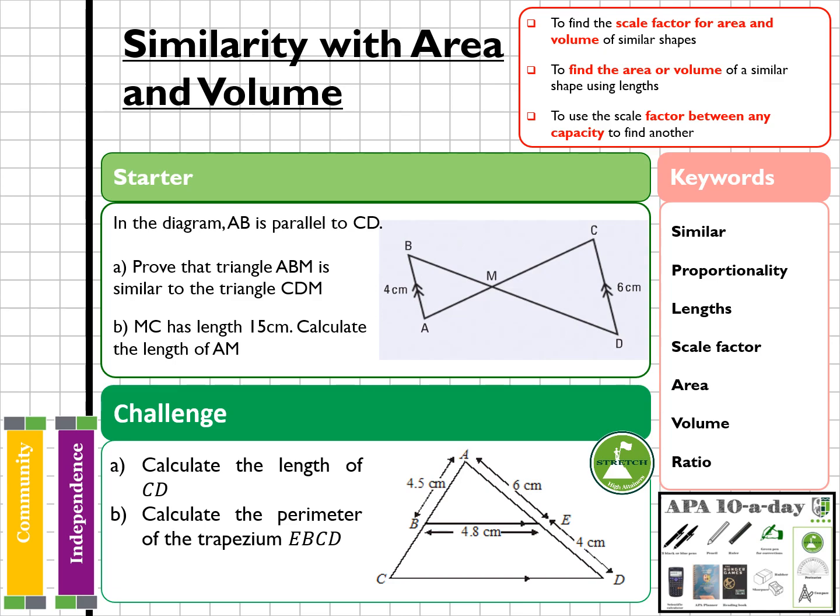To begin with, can you complete the following two questions? The first one includes a proof, so think carefully about your justification for your reasoning. In the second one, the final part of the challenge, you're looking for the perimeter of the trapezium. So think carefully about which side you need to calculate and how you'd go about that. Pause the video now to give yourself an opportunity to try.